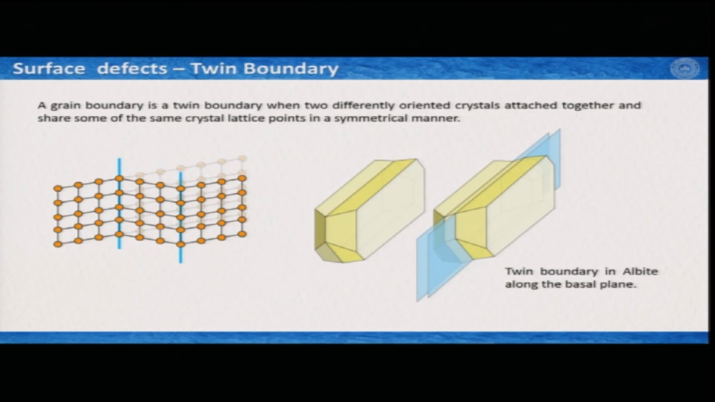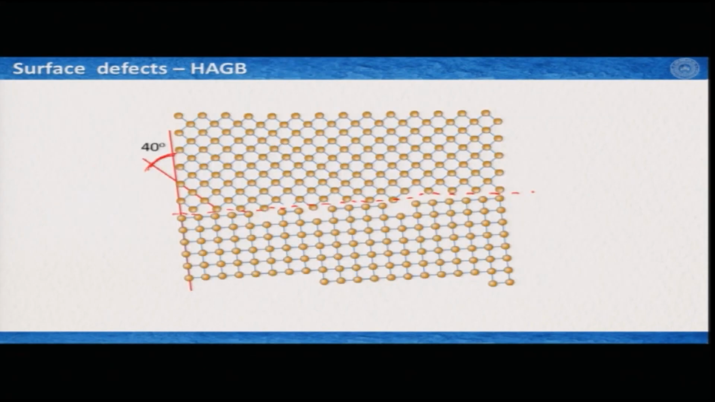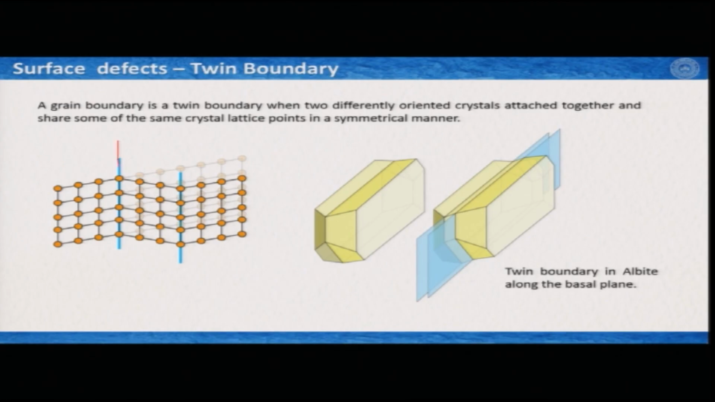Now there is another type of grain boundary, which is known as a twin boundary, when two differently oriented crystals, so it has a grain boundary, but they are attached together in such a way that they share some of the crystal lattice points in a symmetrical manner. What we have seen in other images, for example, if we come to the previous slide, the lattice of this grain and the lattice of this grain are not sharing any of the atoms of the neighboring grain, but if it is a twin boundary, then they share.